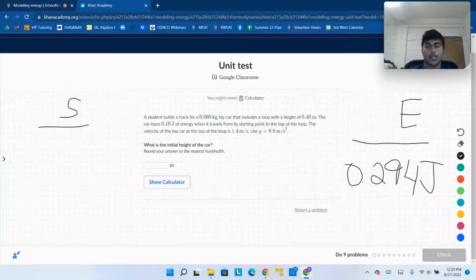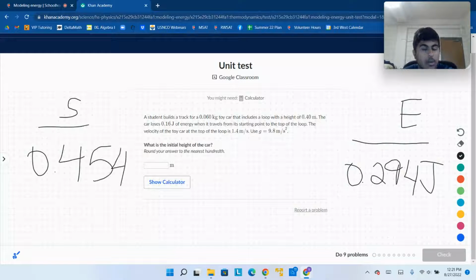And the car loses 0.16 joules of energy when it travels from its starting point to the top of the loop. The velocity of the toy car at the top of the loop is 1.4 meters per second, and we're trying to find the initial height. So what do we know about the start? It loses 0.16 joules of energy from its starting point to the top. So we're going to take that 0.294 and add 0.16 joules. And we get 0.454 joules.